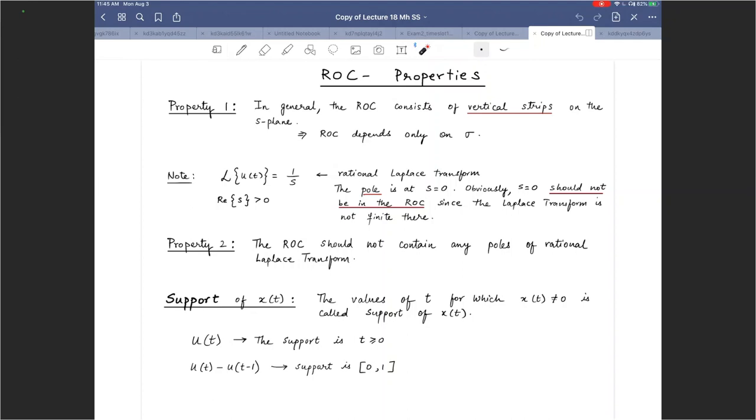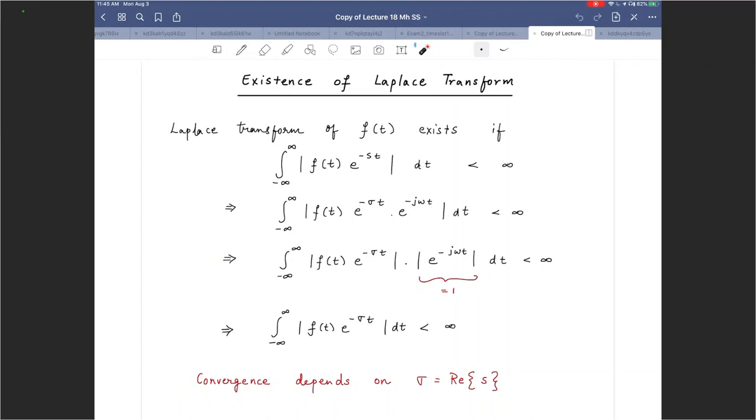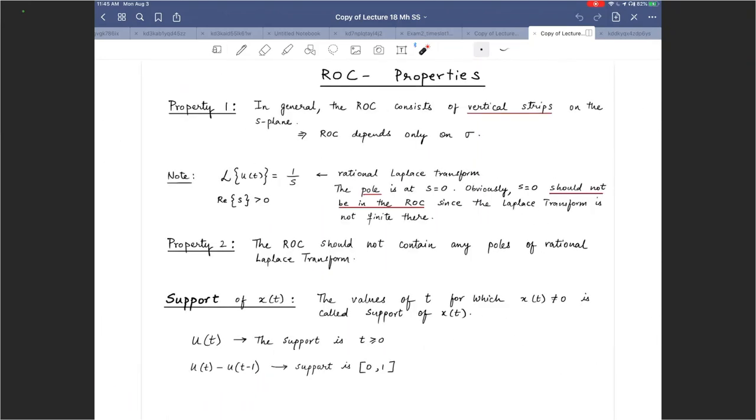Property number 1. In general, the ROC consists of vertical strips of the S-plane. ROC depends only on sigma. We talked about that in the proof on the previous slide. Convergence depends only on sigma, the real part of s. So that essentially gives us property number 1. ROC depends only on sigma. It does not depend on j omega.